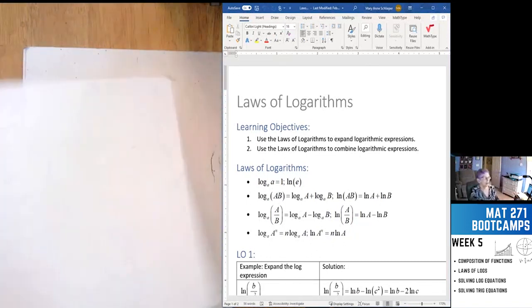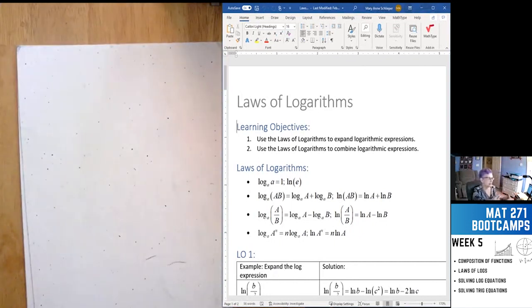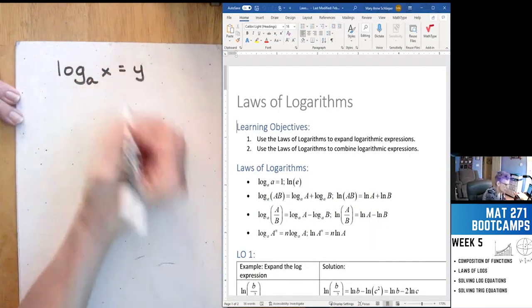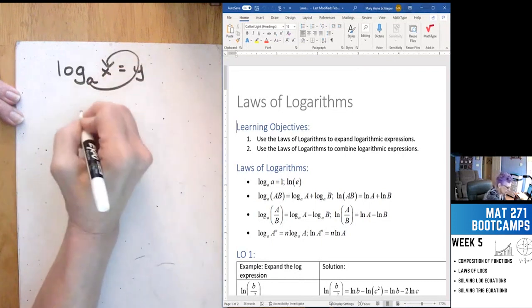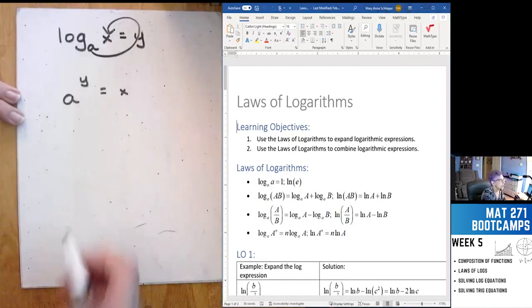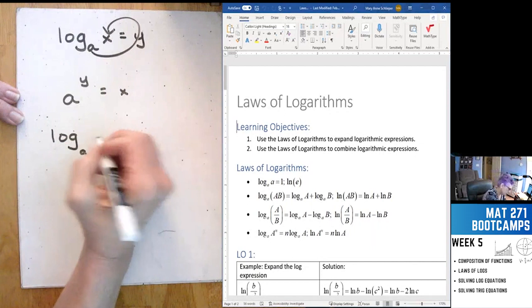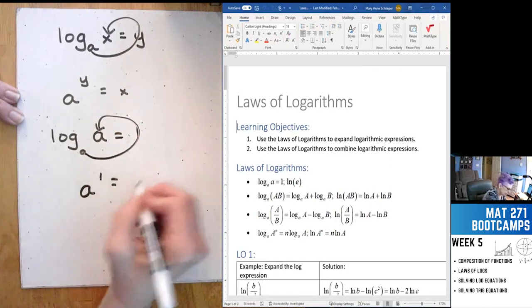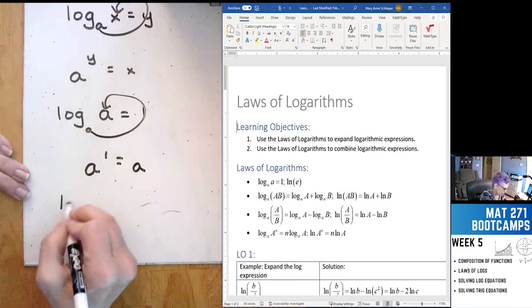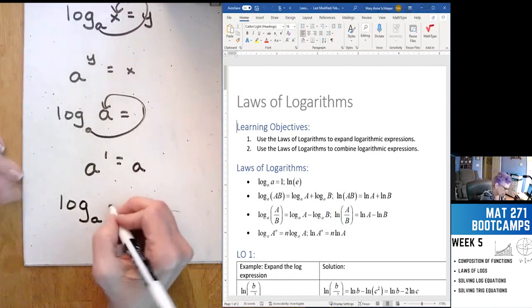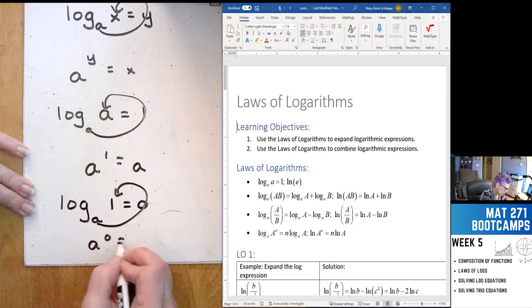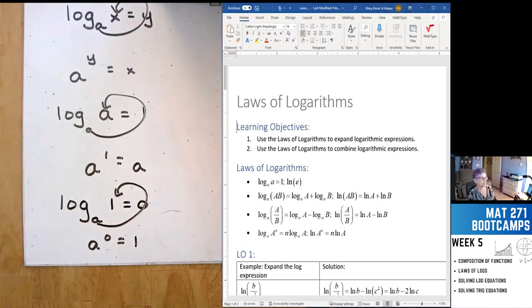The log base A of A is always equal to 1, because think back to what log base A of X equals Y means: A to the Y power is equal to X. So log base A of A equals 1 because A to the 1 power equals A. And log base A of 1 is equal to 0 because A to the 0 power is equal to 1. So those are just things to remember.